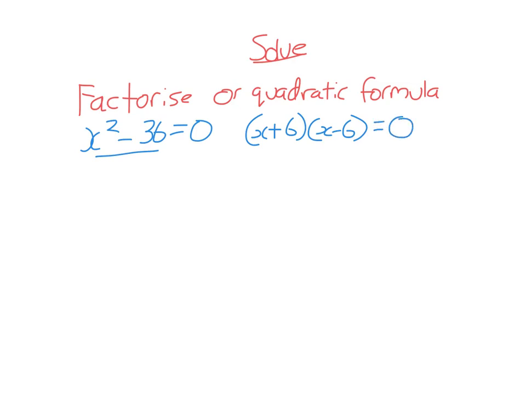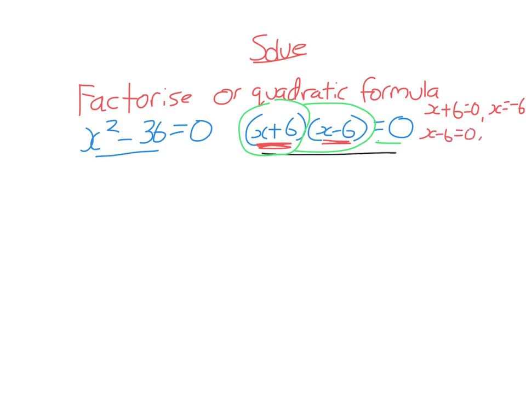So by factorizing, we're able to use the null factor law. Here we have an equation because it has an equal sign. We have something times something is equal to 0. So the null factor law says either the first bracket is equal to 0. So if x plus 6 is equal to 0, x equals minus 6. The null factor law says either the first bracket equals 0 or the second bracket equals 0. So if the second bracket equals 0, x would be positive 6. So the two solutions to this are positive and negative 6. We can usually write it like this, plus or minus 6. So that's the first one solved.